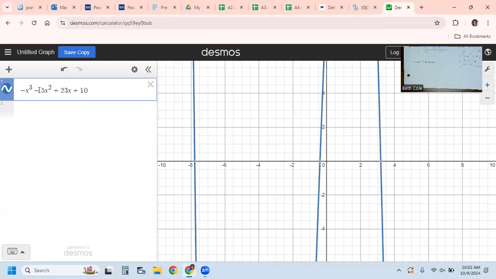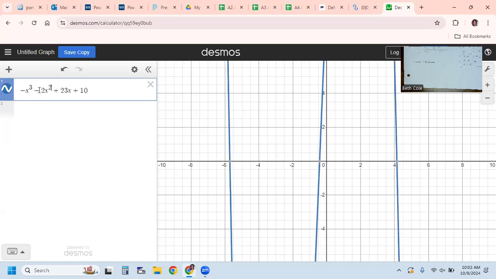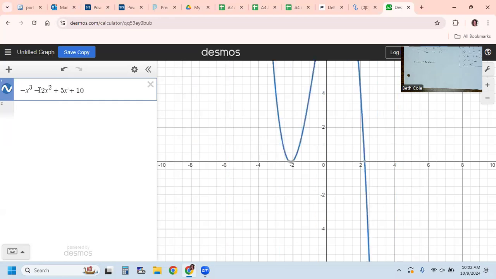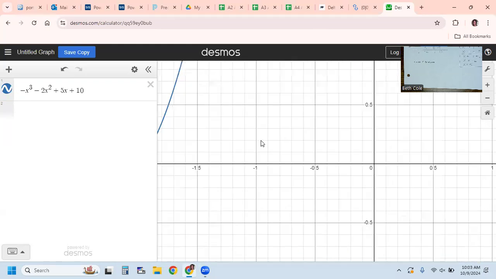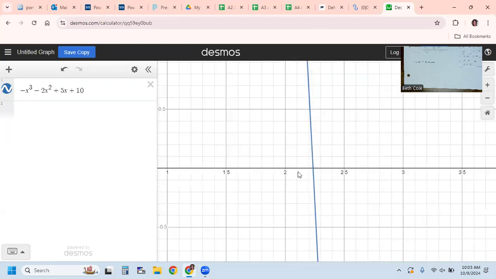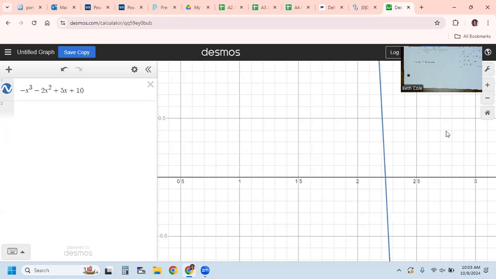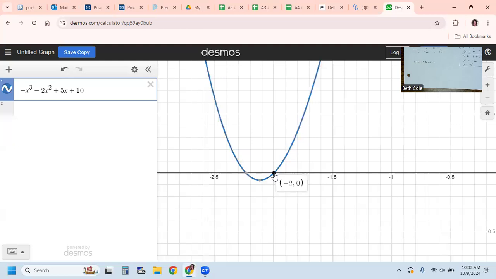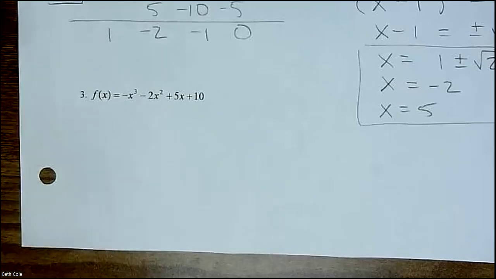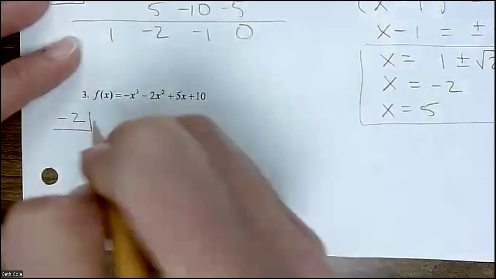So we got negative x cubed minus 2x squared plus 5x plus 10. Okay, so let me zoom in on this a little bit here. So we've got -2, that's one of them. That's probably the only nice one I'm going to get. Yeah, see, that one's an awful decimal. And let's see, there was another one over here. See, that one's going to be an awful decimal as well. So those all have to actually work out. -2 is the only one that I can get here from the calculator. So -2 goes in the little box.